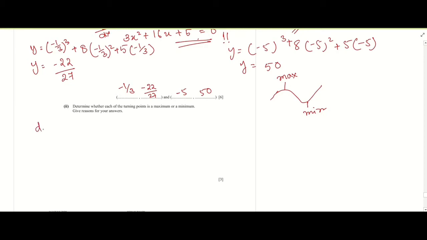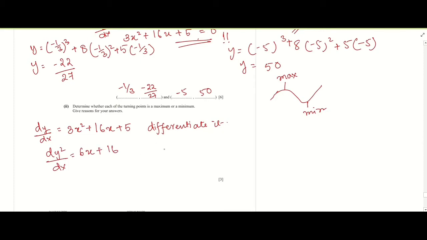You need to know that the dy by dx that we found, which was 3x squared plus 16x plus 5. Now we'll have to differentiate this. When we do that, we'll have the second derivative. So we call this the second derivative. This was the first derivative of y, and this is the second derivative of y. So it's going to be 6x plus 16.